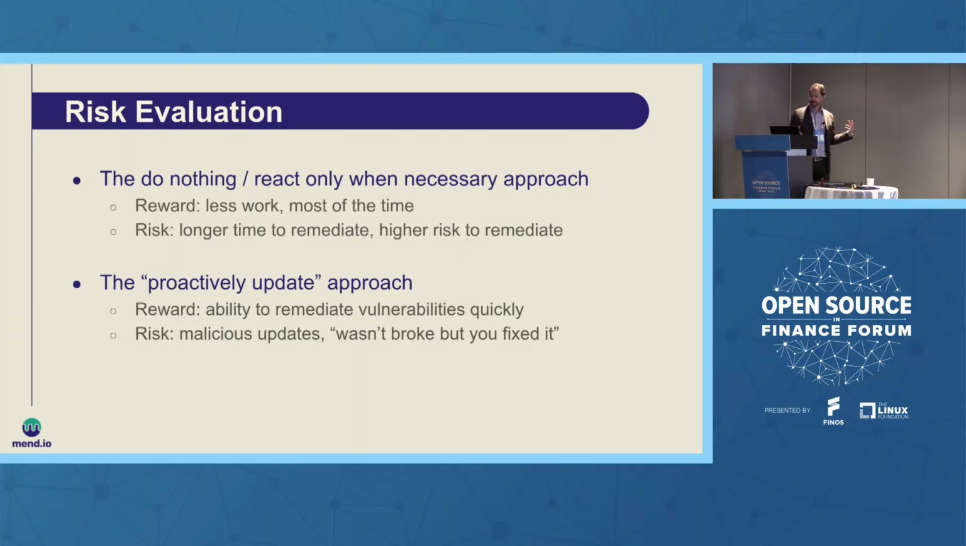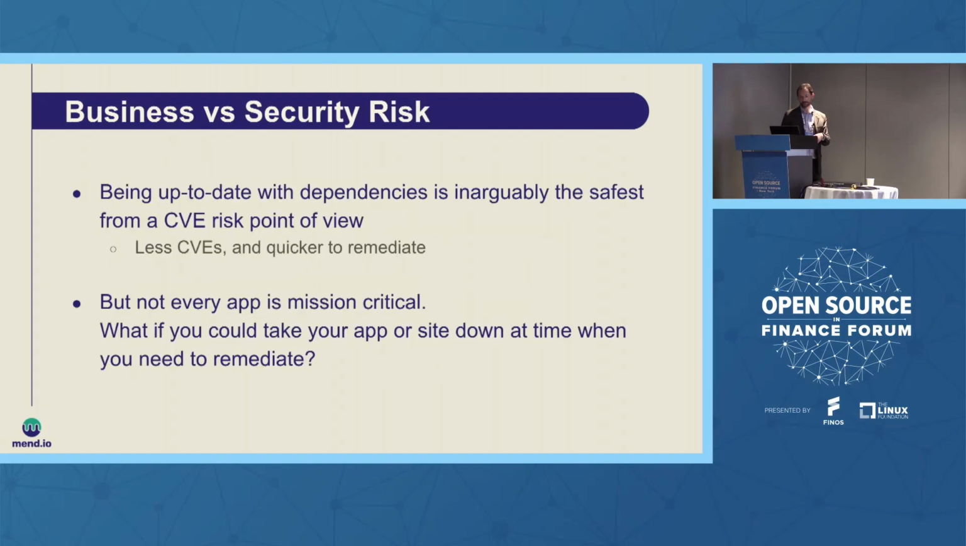So then if we look at the risks of proactively updating, it is potential malicious packages, and it is the fact that, hey, it wasn't broke, but you fixed it. Because the reality is, if a system was running fine and you updated dependencies and you did break something, people are going to say to you, oh, why did you update? It was fine, wasn't it? Right. So this is the kind of risk reward of either taking a reactive approach versus a proactive approach.